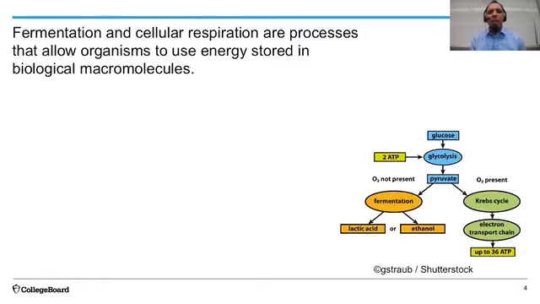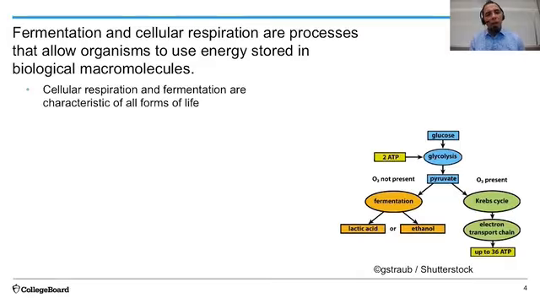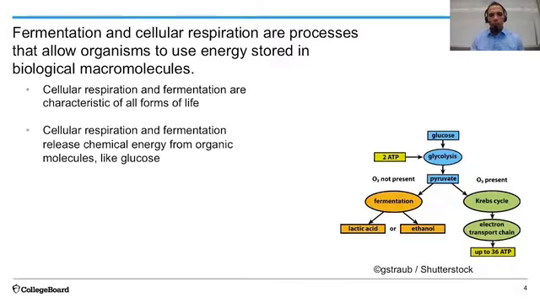So fermentation and cell respiration are processes that allow organisms to use energy stored in biological molecules. You may have heard of these terms before. And so cellular respiration and fermentation are characteristics of all life forms. All living things have to use energy in one form or another. Cellular respiration and fermentation release chemical energy from organic molecules like glucose. And as you see in my image there, we have glucose as the starting point.